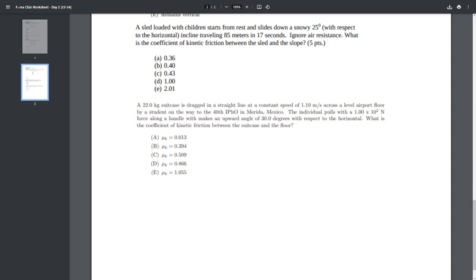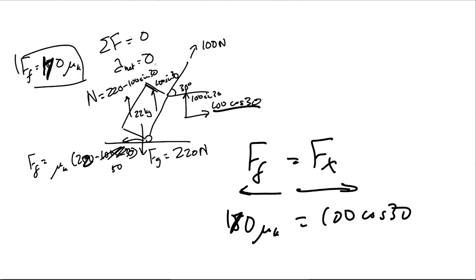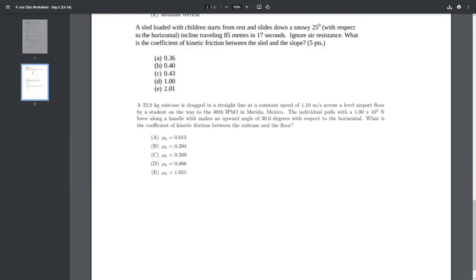Oh shoot, I wasn't even on that slide. So, 220 minus 50, that's 170 mu k. And then that means 170 mu k is equal to 100 cosine 30. So we just divide by 170 on both sides, and that gives us around 0.509, which is going to be our answer choice C.